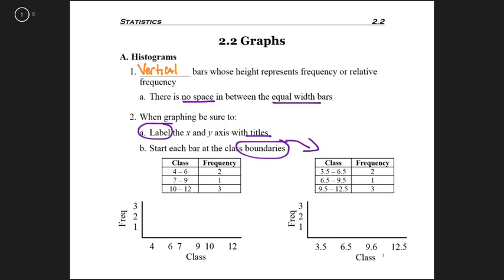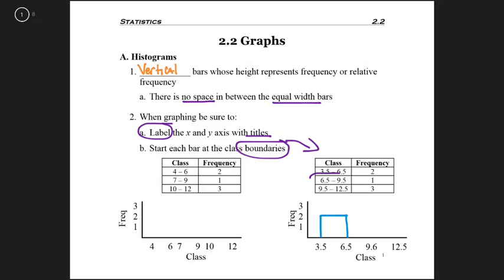So what I want to do is, starting at 3.5 at the bottom of the graph, draw a line straight up to a frequency of 2. Now I'm going to come across until I'm above my upper boundary limit. So I draw across till I'm at 6.5 and then go down to 6.5.